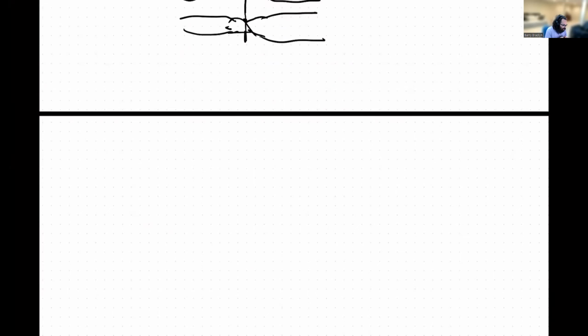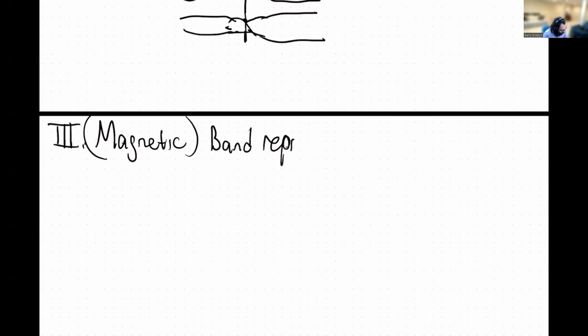Okay, so in the remaining lecture and a half, what I want to do is see how we can use these tools to introduce this idea of magnetic band representations and magnetic symmetry indicators. And in a sense, everything I'm going to say will apply for non-magnetic and magnetic groups as well. So I'll try and keep things sufficiently general.